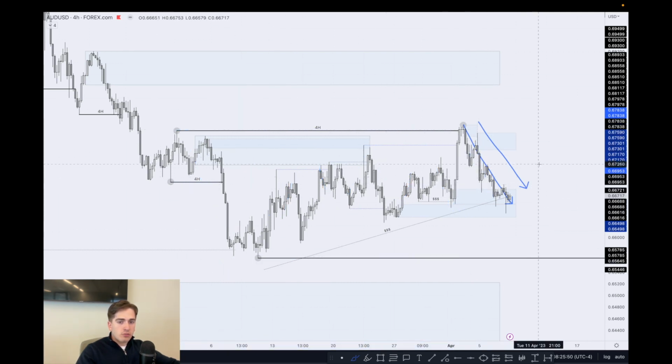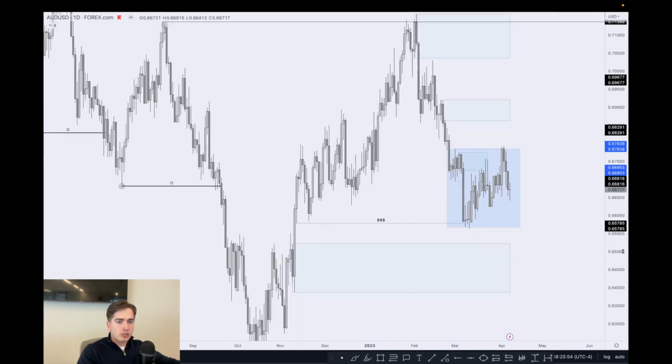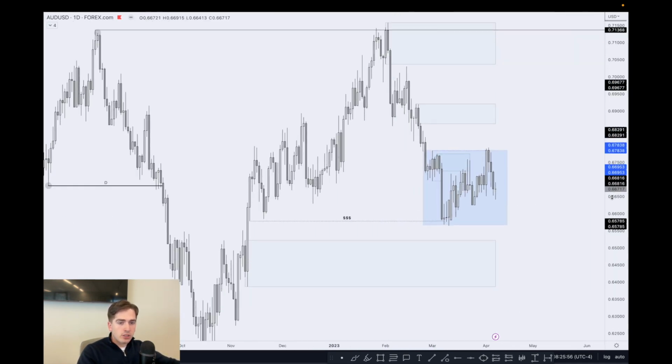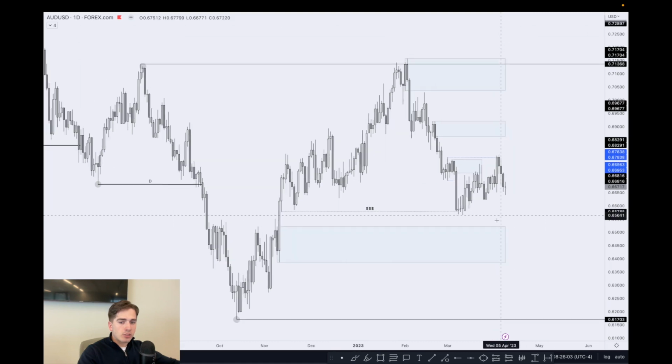So a lot of uncertainty for Aussie dollar, but overall, if we look at the daily time frame, we of course are still bearish, and we are still looking for further downside. One quick side note though is that we saw a daily change of character, so that could kind of like signify that we are going to be seeing higher prices.